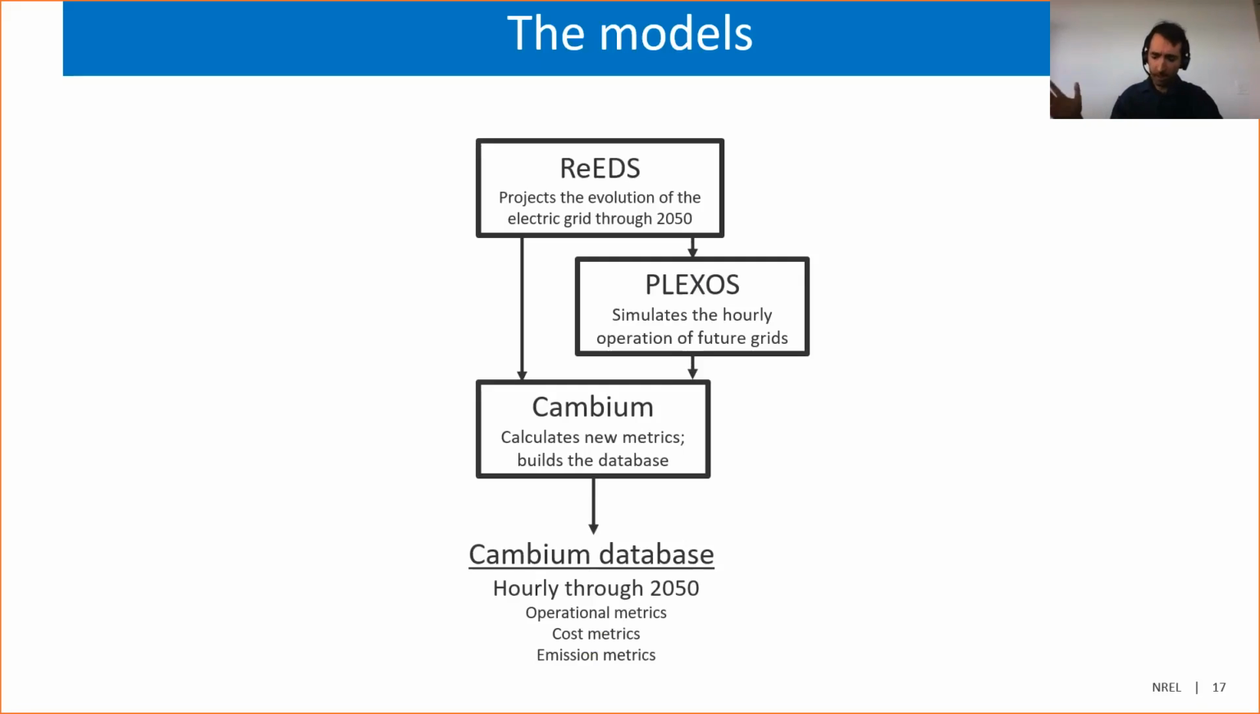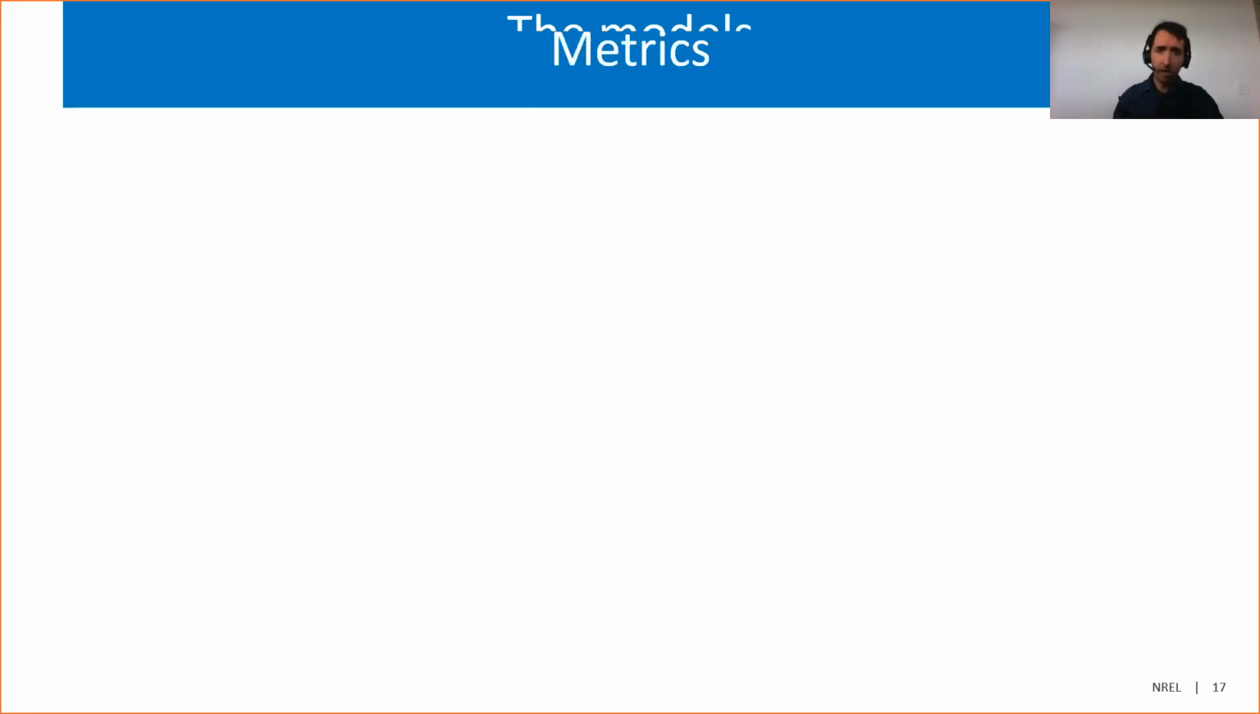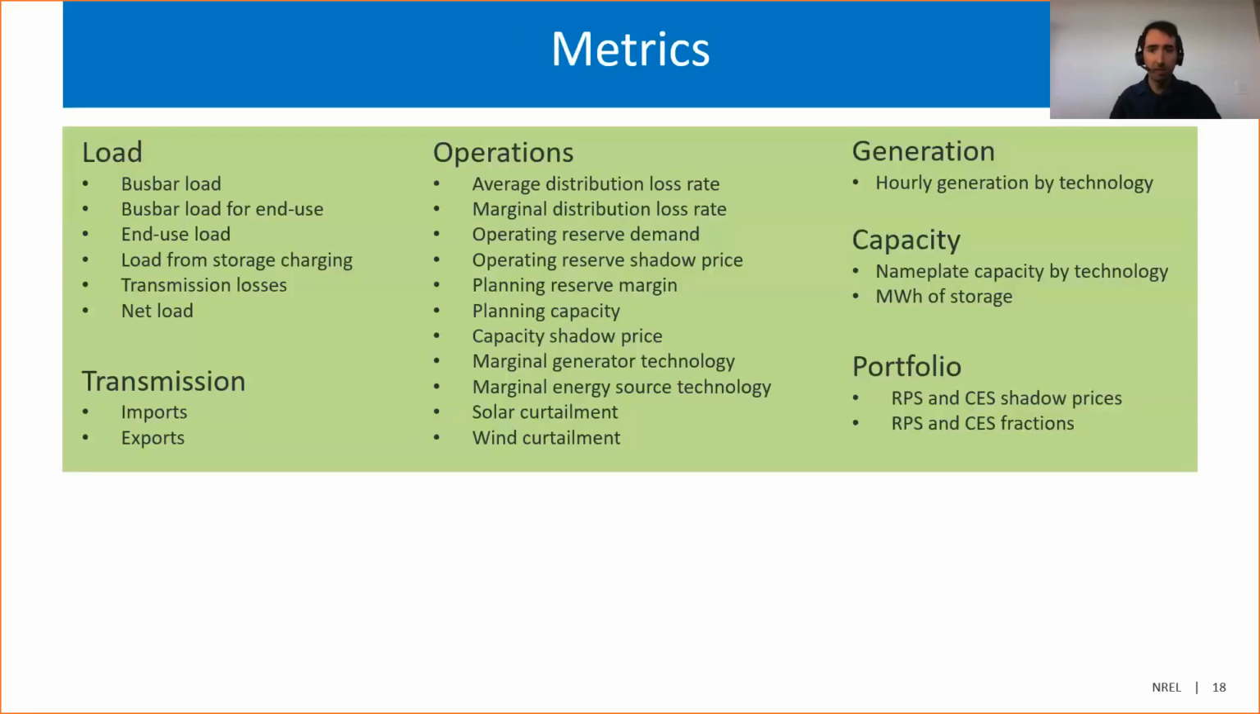So that's the high-level overview. I did want to at least show you the metrics that are available in Cambium, basically the things that you can look at. You can go and download this data, and it's a description of all this stuff for future power systems based on the standard scenarios. I'm not going to go into each one of these because there are too many. I just wanted to show you this and let it wash over you. Don't try to study any of this.